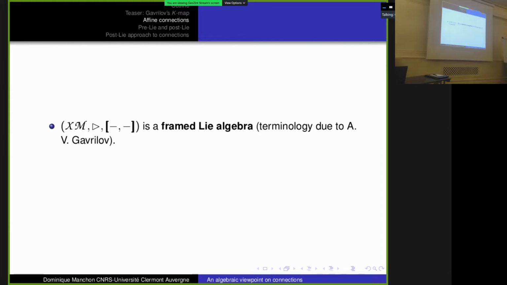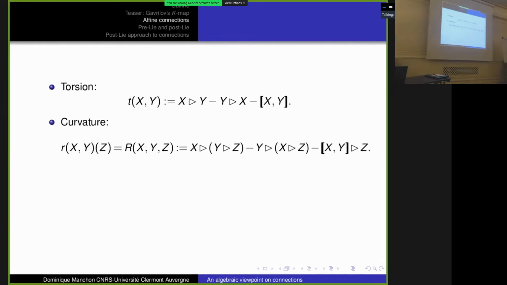Okay, so now we have a vector space with some operation triangle plus a Lie bracket. So it's called a framed Lie algebra in Gavrilov's terminology. And you don't ask for any compatibility between the triangle and the bracket. Okay, so this is very well known. I recall what the torsion and the curvature are.